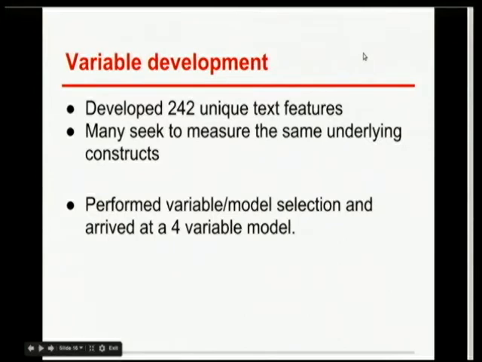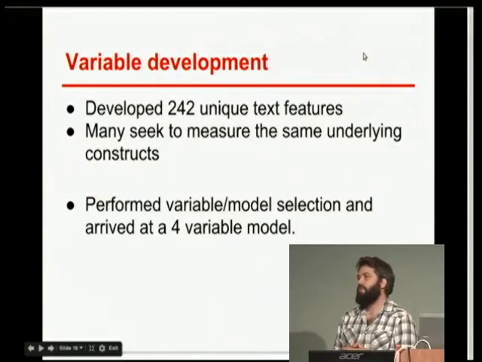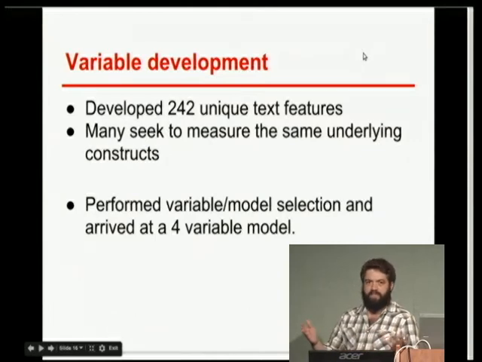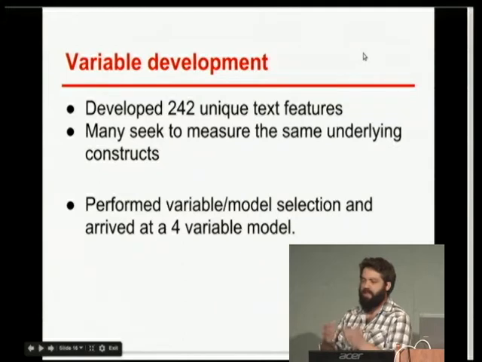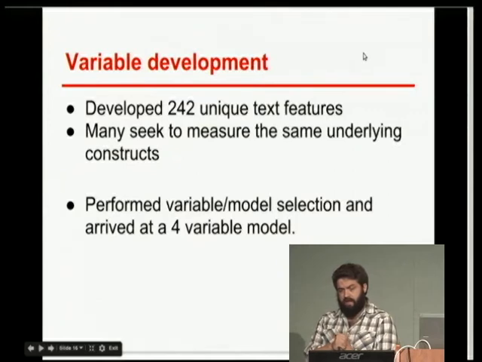So I'd love to talk more about all of the variables, but we have limited time. So I can tell you that using these principles, we ended up with 242 unique text features. Many of them are trying to measure the same constructs. It's not like 200 constructs. Maybe it's like 8 to 10 kind of constructs that we want to try to measure, and we have a lot of different ways to measure them. We may have time at the end of the talk to look into this. Maybe not, though.